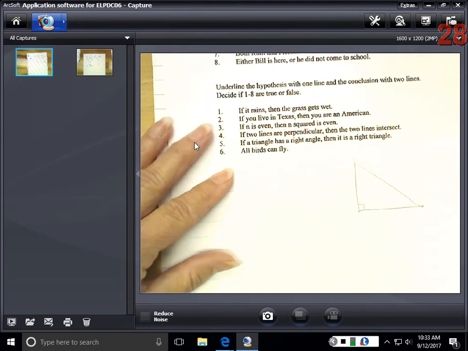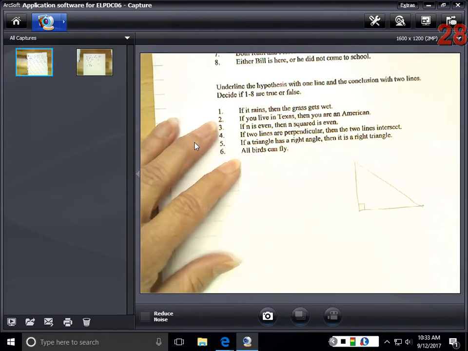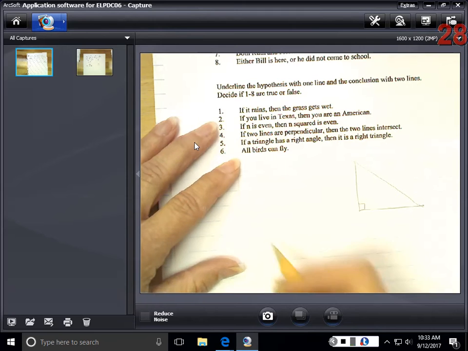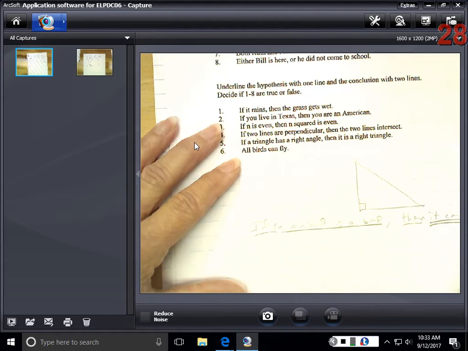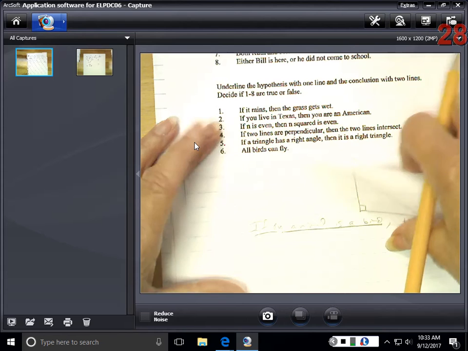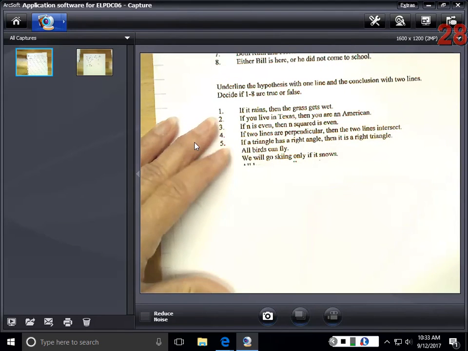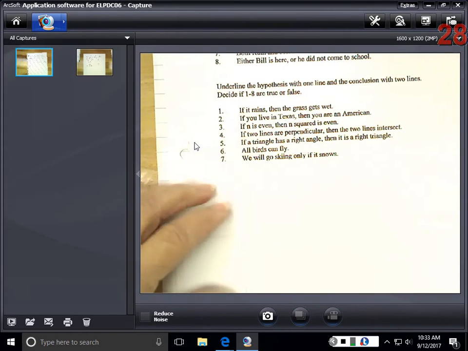All birds can fly. Now, this is one that we have to make a conditional. If an animal is a bird, then it can fly. So you have to make it a conditional by putting an if-then in it. And then this is the hypothesis and that is the conclusion. And someone already said false. What would work for that? Penguins. Penguins, ostrich, all sorts of things.